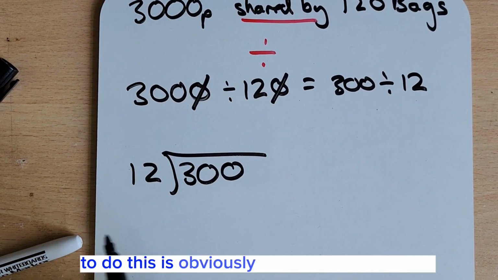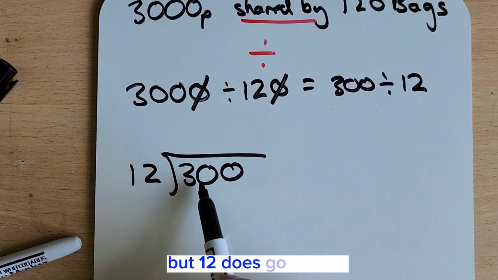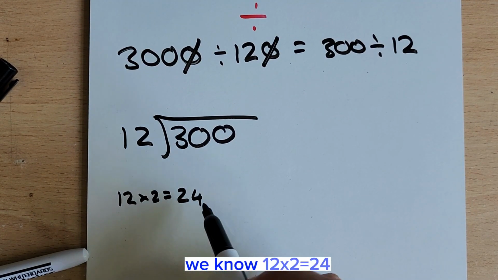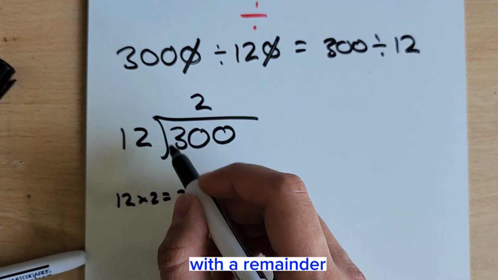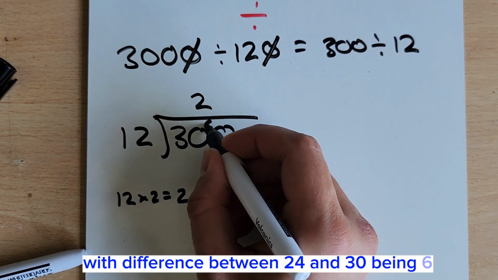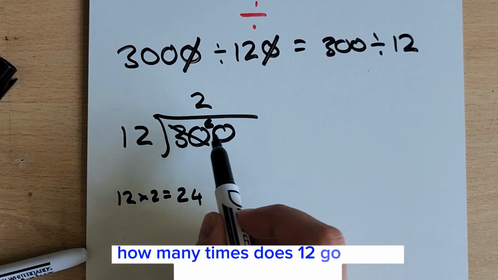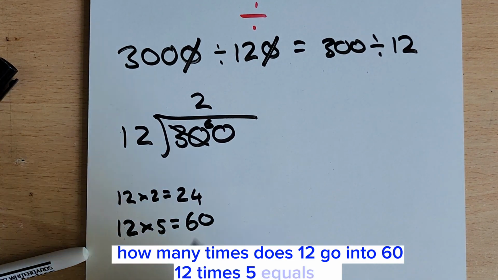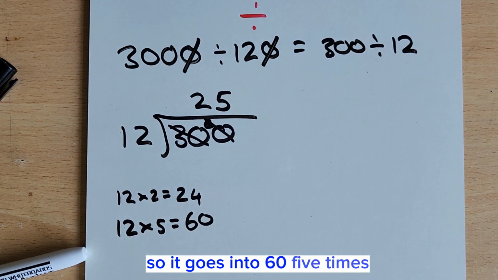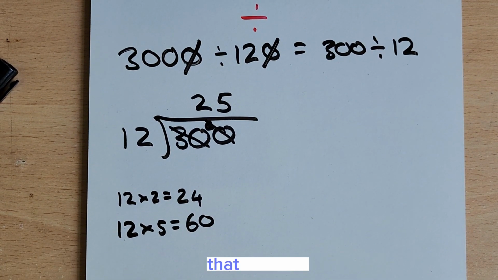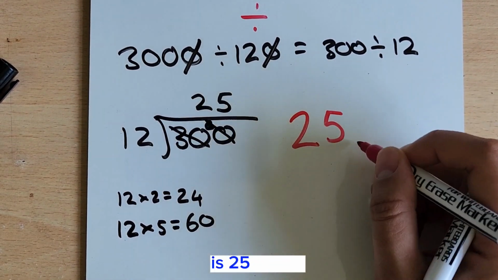Quickest way to do this is obviously with the bus stop method. 12 doesn't go into 3, but 12 does go into 30. We know 12 times 2 is 24, so it goes into 30 twice, with our remainder, the difference between 24 and 30, being 6. How many times does 12 go into 60? 12 times 5 equals 60. So it goes in 5 times, which now tells us that the cost of each bag of sweets is 25 pence.